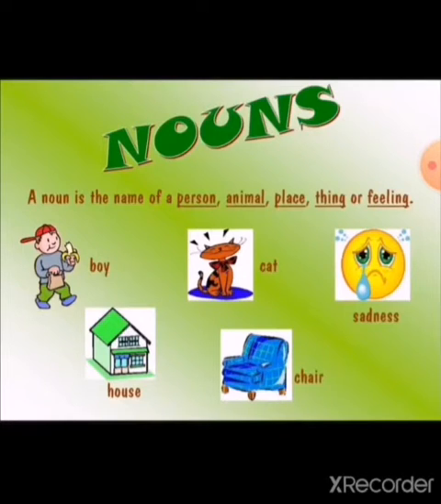Sadness, happiness, joy, courage. These all are emotions and feelings. These are the things that we cannot touch, but we can feel. These are the things that cannot be perceived with our five senses, but it's something that we can feel. Okay, so these are also nouns.